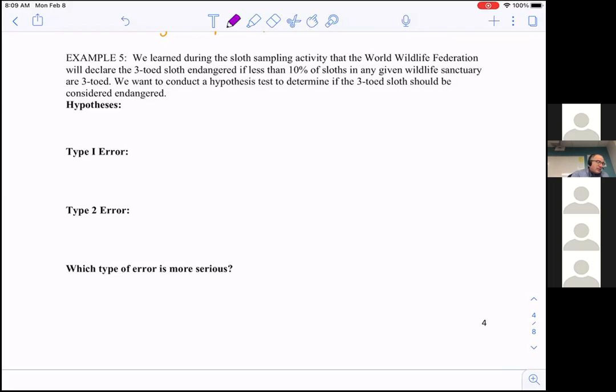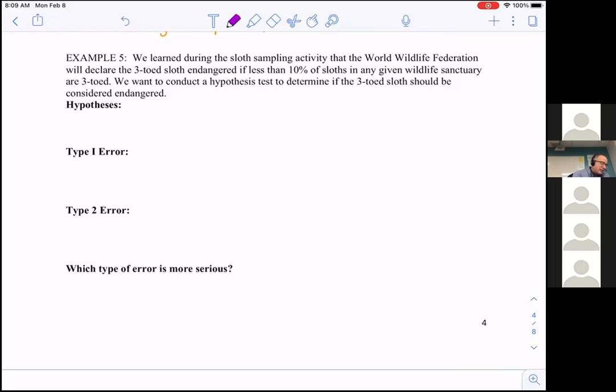We learned that during the sloth sampling activity, the World Wildlife Federation will declare the three-toed sloth in danger if less than 10% of the sloths in any given wildlife sanctuary are three-toed. We want to conduct a hypothesis test to determine if the three-toed sloth should be considered endangered.